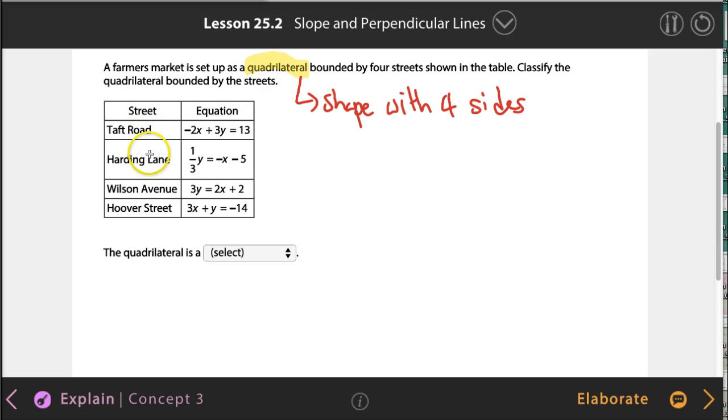So here's the name of the roads, and here's the equation, right? So as you can tell, these equations are in different forms, right? And let's see if you remember something from first semester. What is that form called? Ooh, did I hear standard form?